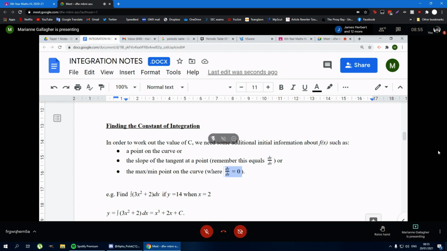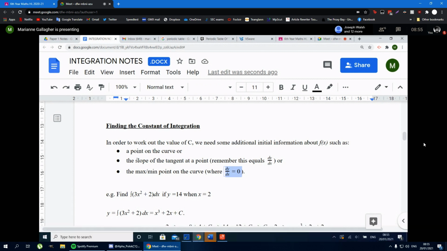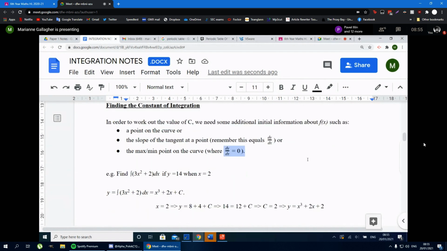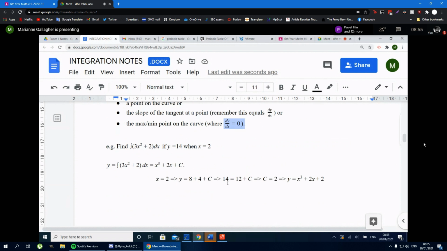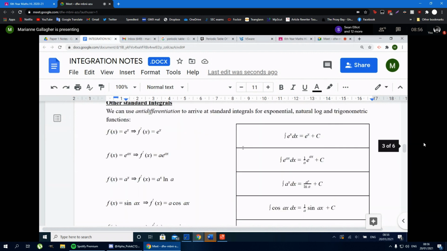Information can sometimes be kind of disguised. You have to be able to say, what does this actually mean? So if you're told the slope of the tangent, you remember that that's dy dx. If you're told a point is a maximum, you know that's where dy dx equals 0. Everybody remember that? When you have a curve, at the top or at the bottom, the slope is horizontal, so dy dx is 0. And that's just an example of that. We all know how to sub in for those.